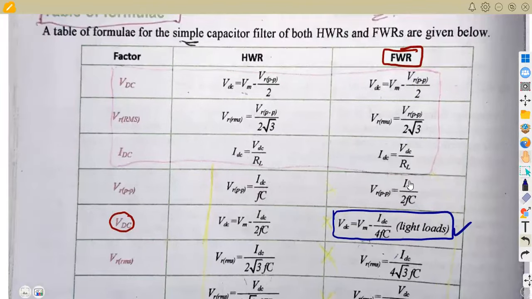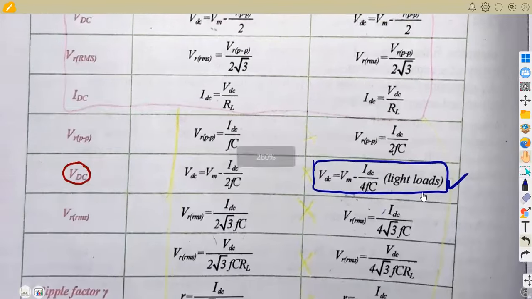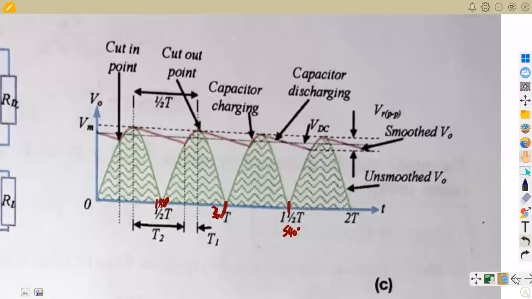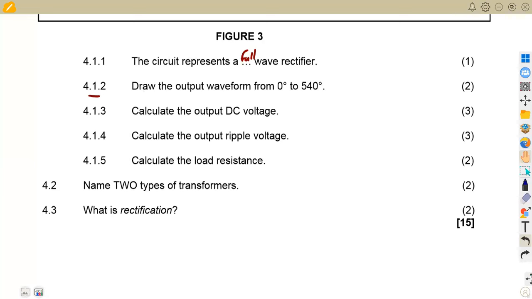That is the one that you're going to consider, or we have the VRP, which is the peak that you're going to consider, but in this case, we do not have these values. So we are going to consider this formula here for VDC under the full wave, all right? So let us get back to the formula. I'm going to explain with what we are given on our diagram here.